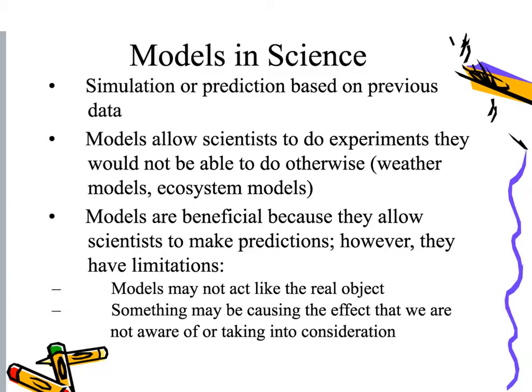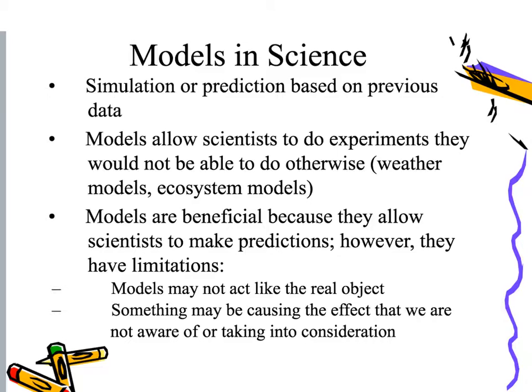Models are important in science. They're simulations or predictions based off of previous data that we've collected. Models allow scientists to do experiments that they would not be able to do otherwise, or they provide diagrams that are larger than the actual real life thing themselves to allow people to have a better understanding of what it is that they're studying.